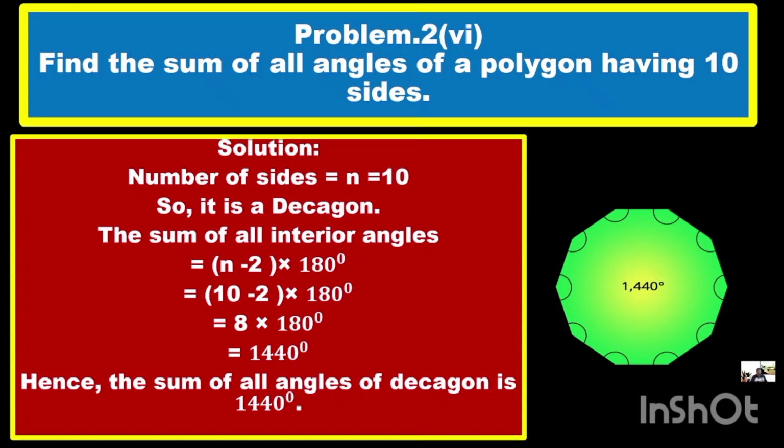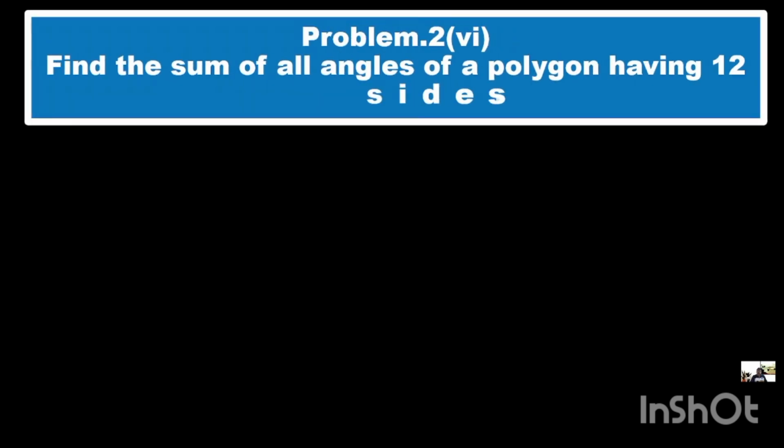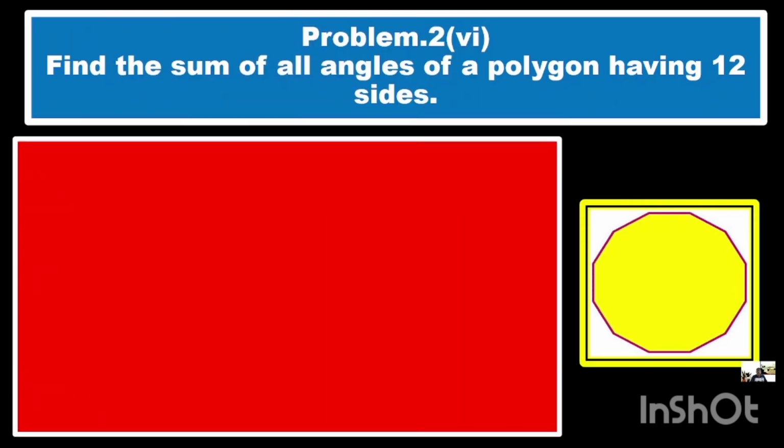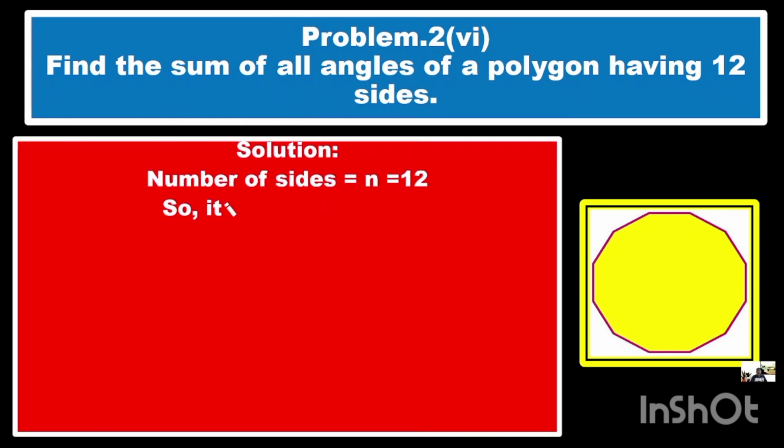Okay, understood? So here is another similar kind of problem based on the concept. We have to find out the sum of all angles of a polygon having 12 sides. Look at such a beautiful diagram for you and try for the diagram. Number of sides n is equal to 12. So it is a dodecagon.